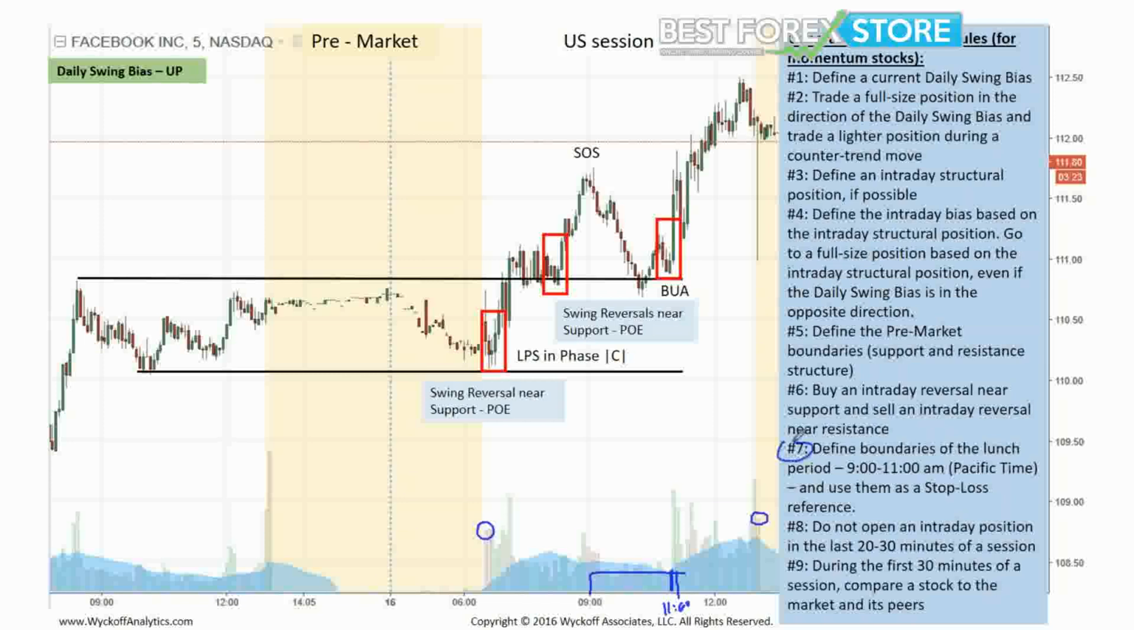My preference is just not to initiate a lot of positions and not even trade that time period at all. You could see how all of these signals right here are either before 9 or after 11. And during the last 20-30 minutes of the session, I try not to open any positions.